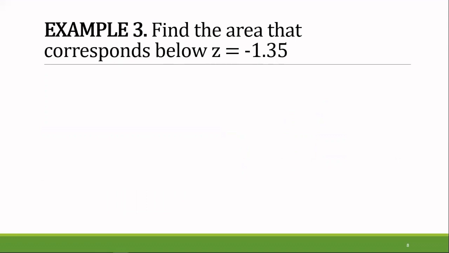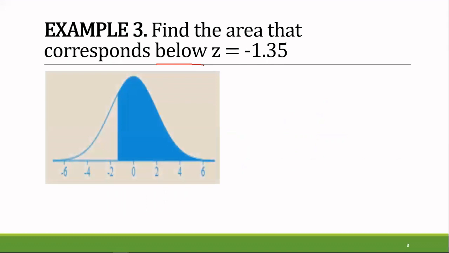Ayan. So example number 3. So find the area that corresponds below. Ayan. Meron tayong keyword na below. Z, which is equivalent to negative 1.35. So again, this is the normal curve. The graph of a normal curve given the value of z. So negative 1.35 is somewhere here. Okay. And then we're looking for the shaded region. Ito. Okay. So below siya, no? Below. Ayan. Okay.